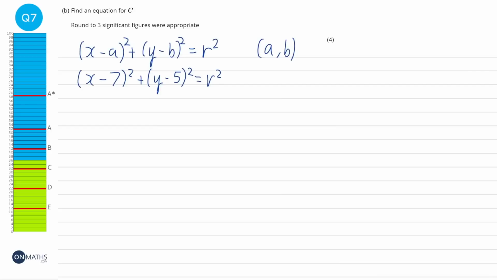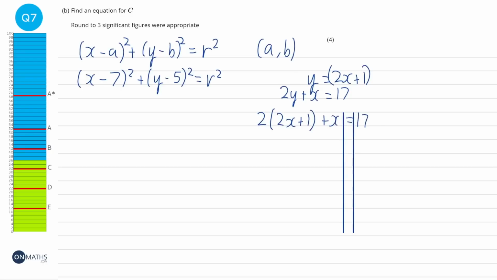So the equation for line L is this, and the equation which we've just found out for line PA is this. So what I'm going to do is just substitute the 2x plus 1 into the second equation. So instead of 2y, it's going to be 2 brackets 2x plus 1, plus x equals 17. And then I'm going to find out what x is. So let's expand the brackets. So it'll be 4x plus 2 plus x equals 17.